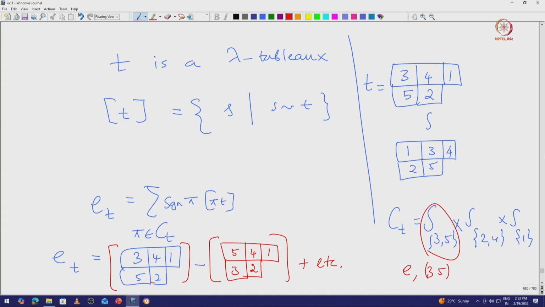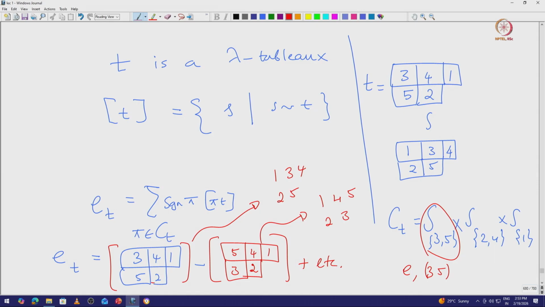Okay. So, now if you go into the equivalence class, then you can see that you can rewrite this as {1 3 4} and {2 5}, and similarly this you can rewrite as {1 4 5} and {2 3}.